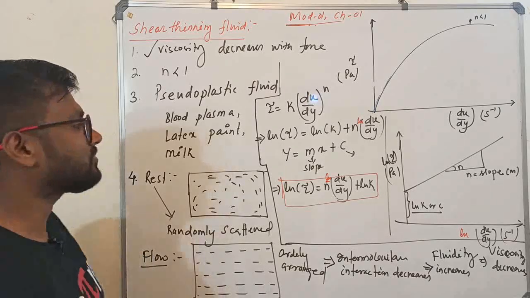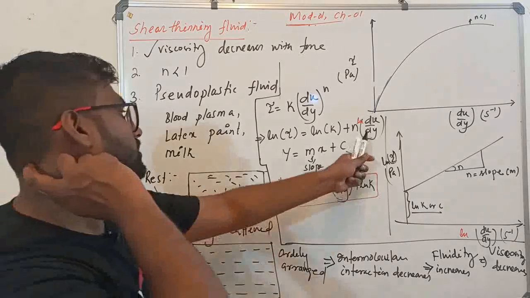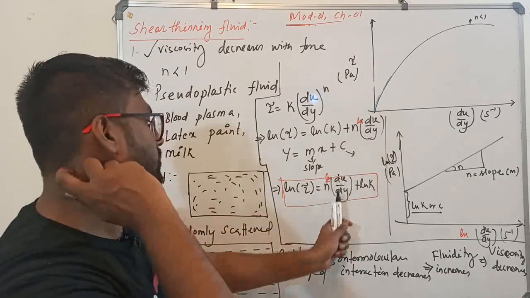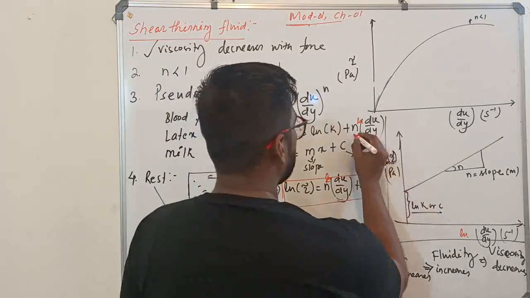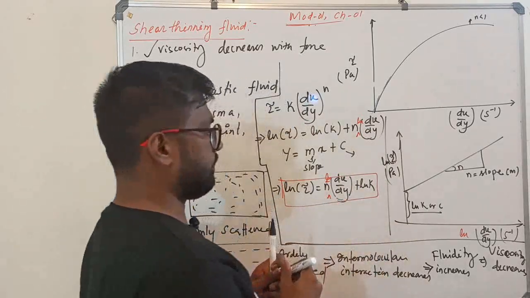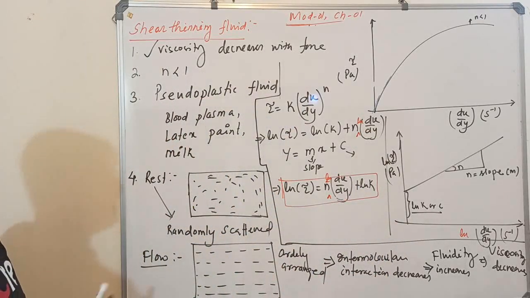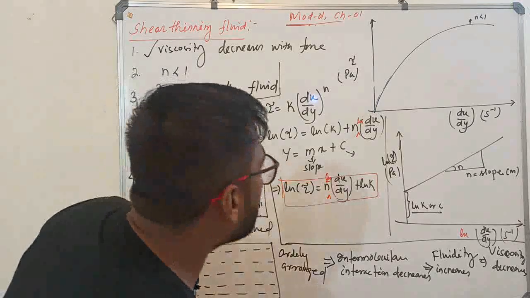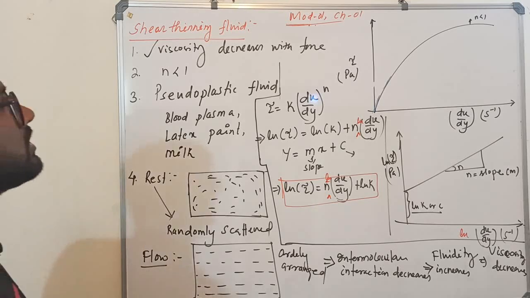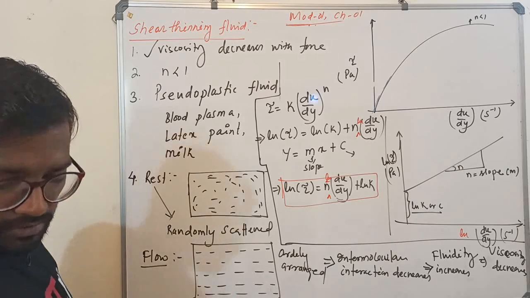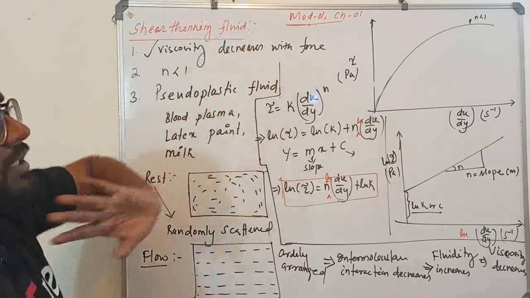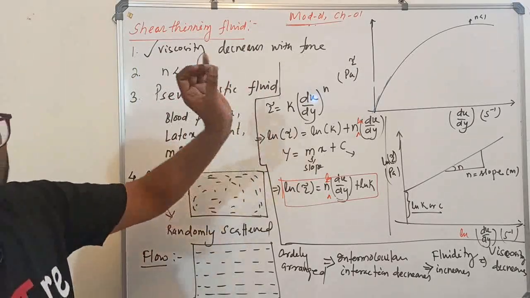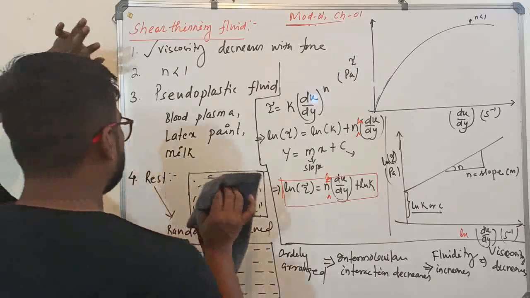Interesting. Okay, sorry for this mistake. This is ln du by dy. I hope you won't mind this. Definitely mathematics will mind if I make such mistakes. So this is your shear thinning. The next topic we are going to discuss is the shear thickening fluid. So I am now erasing this.